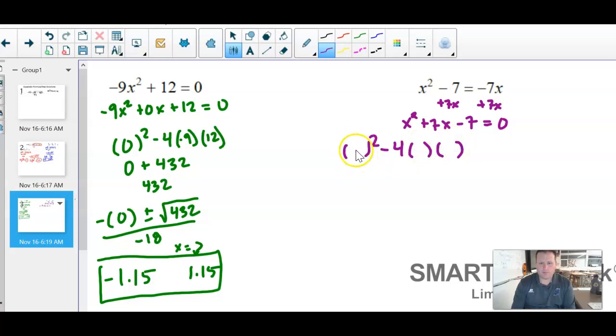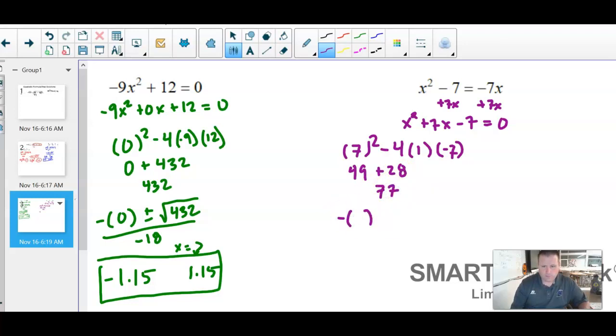So b, again, it's b and then a, c. So this would be 7. This would be 1 because a is 1 here. And then -7 for c. Okay, so I get 49 here, and I get positive 28 on that other one, which when I add those together gives me 77.